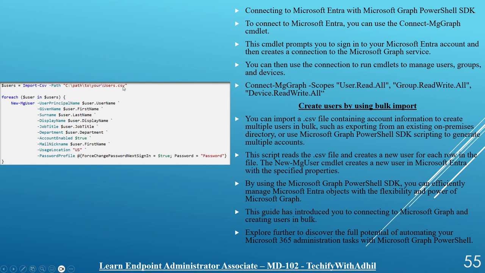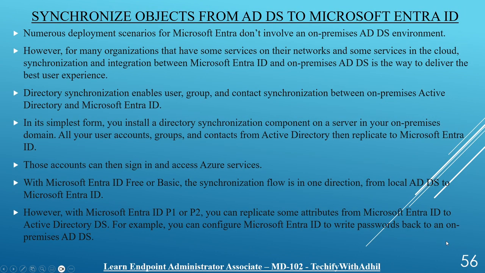Once you have prepared this CSV file, and you have already done the prerequisites, such as installing the module, you can go with this command to create your bulk users. Just import the bulk users and they can be created in Microsoft Entra. So this guide has introduced you to connecting to Microsoft Graph and creating bulk users.